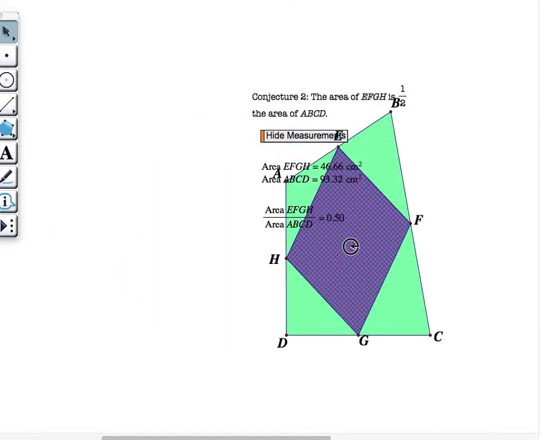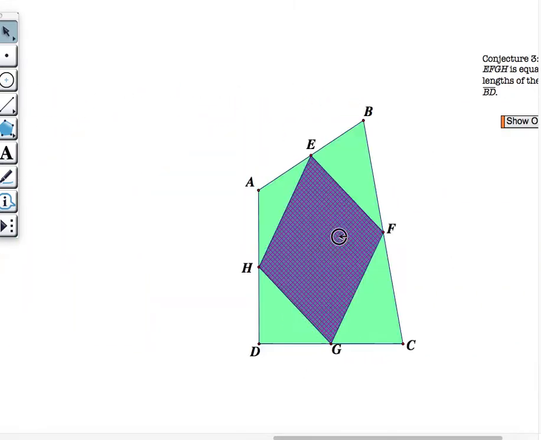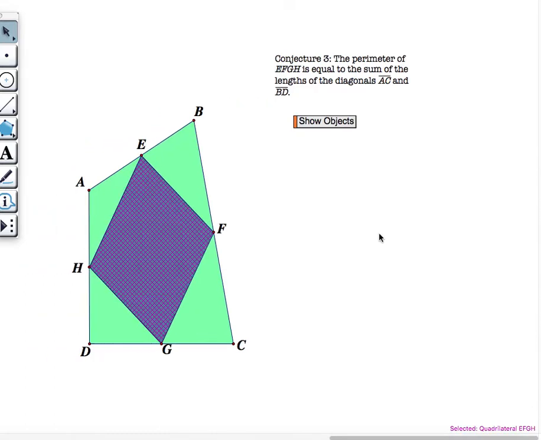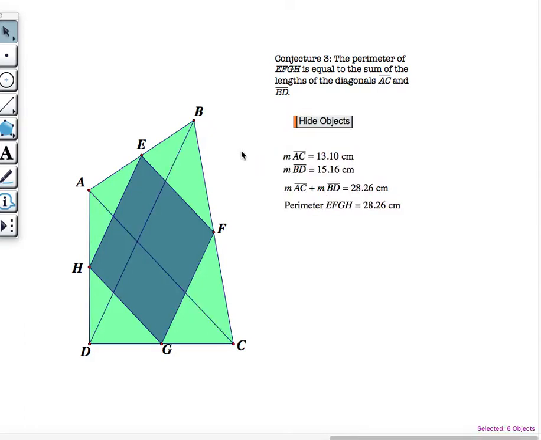So my final conjecture is that the perimeter of the midpoint quad is equal to the sum of the lengths of the diagonals AC and BD. So let me just show those diagonals drawn in. This one I noticed when I was coming up with the formal proof for the first conjecture. Just double checking my work.